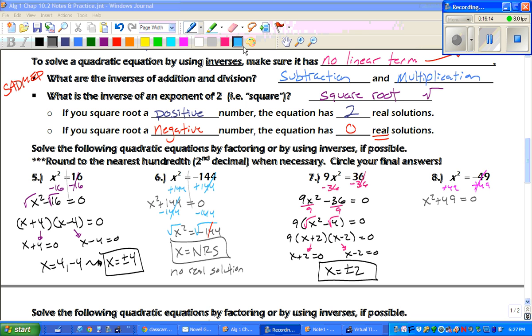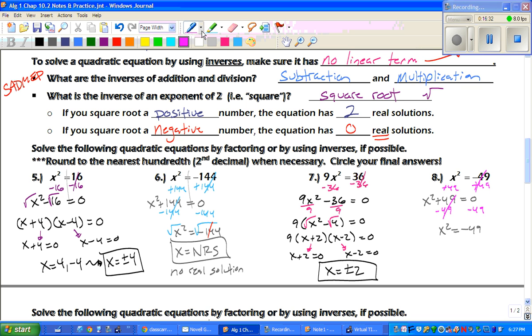Okay, well, I got to this point right here, and I can't actually do anything over here. So now it's a quadratic binomial. I can't do difference of two squares, so I'm going to start doing the inverse. So I'm going to subtract it, and we get x squared equals negative 49, kind of what we started with. And now we've got to take the square root. Can't do that. Okay, so x equals no real solution.